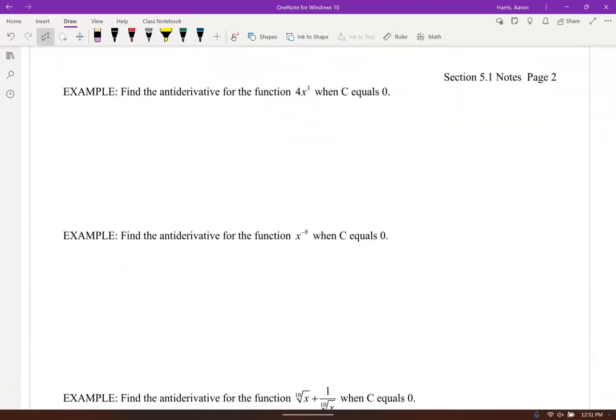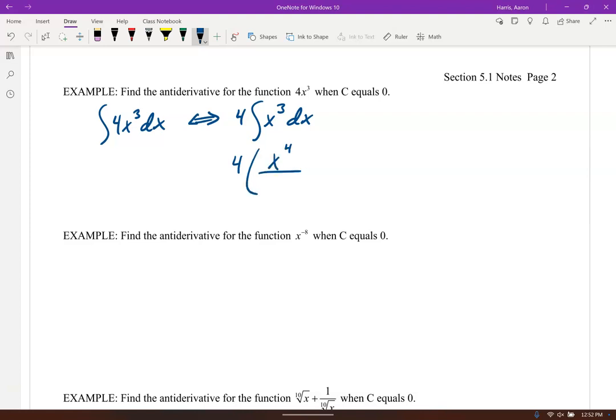All right, find the antiderivative for the function. So let's take the antiderivative of 4x cubed. I can put that 4 out front, and then I can just run the rule. So 4 stays there. Run the rule: x to the 3 plus 1 over 3 plus 1. Don't forget plus the constant. So this just ends up being x to the 4th plus a constant.